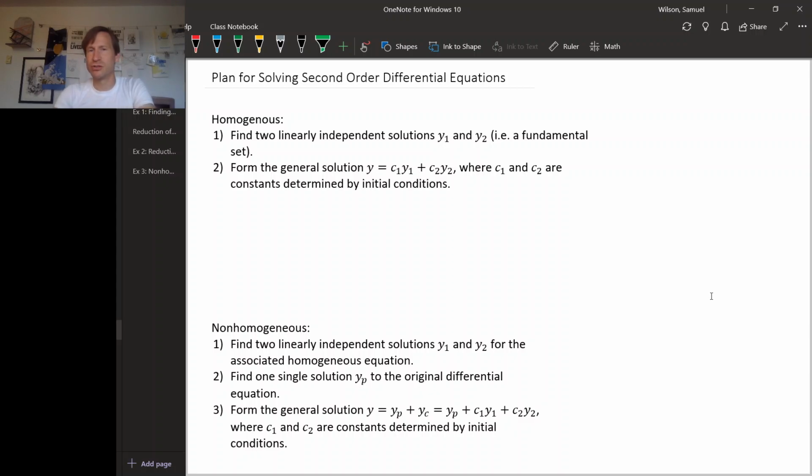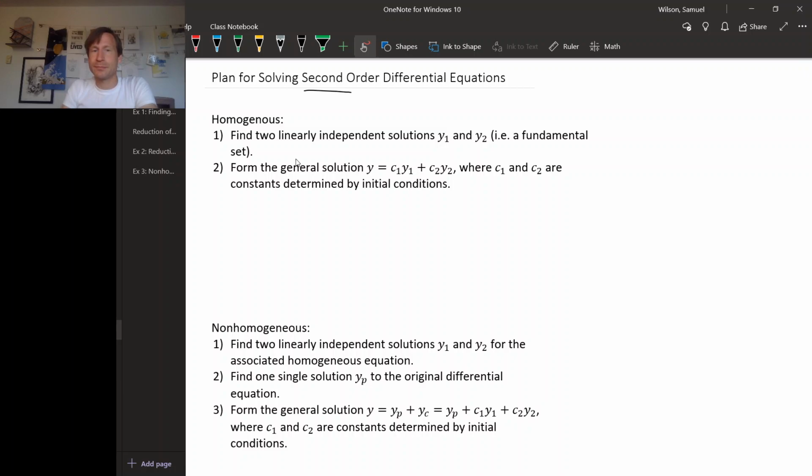Now that we know what the general structure of the collection of solutions for higher order linear equations looks like, we kind of have a plan for how to go about solving them. It does depend on whether your equation is homogeneous or non-homogeneous. So for homogeneous equations, we're going to concentrate on second order differential equations here.